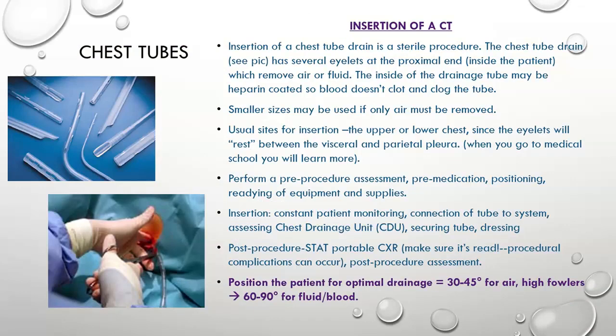So let's talk about the process of a chest tube being inserted. It is a sterile procedure. I've got some pictures here of chest tubes themselves. You can see that there are eyelets or holes at the end. This is the part that's supposed to go in the patient. And the inside of the tube can be coated with heparin. Not all tubes are, but some are. That's because if there's blood draining out of it, we don't want it to clot.